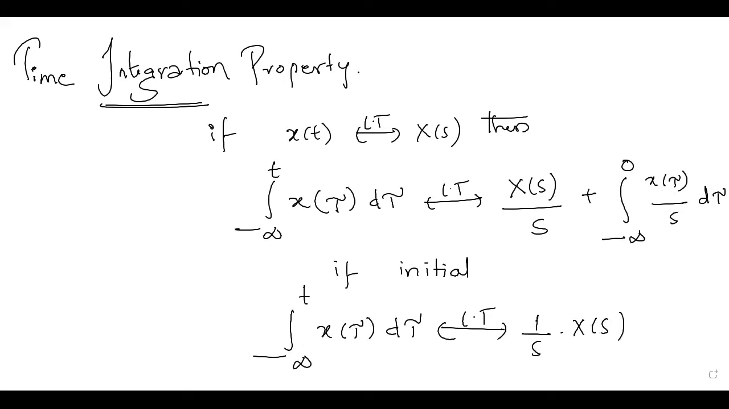x of s. In the differentiation property, it was s into x of s, isn't it? If it is dx of t by dt, then s into x of s was there. Integration means 1 by s we will get. Integration property, 1 by s. Okay. The statement is sufficient. This statement you have to remember. The integral from minus infinity to t of x of tau d tau, Laplace transform is 1 by s into x of s. So this is the last property.